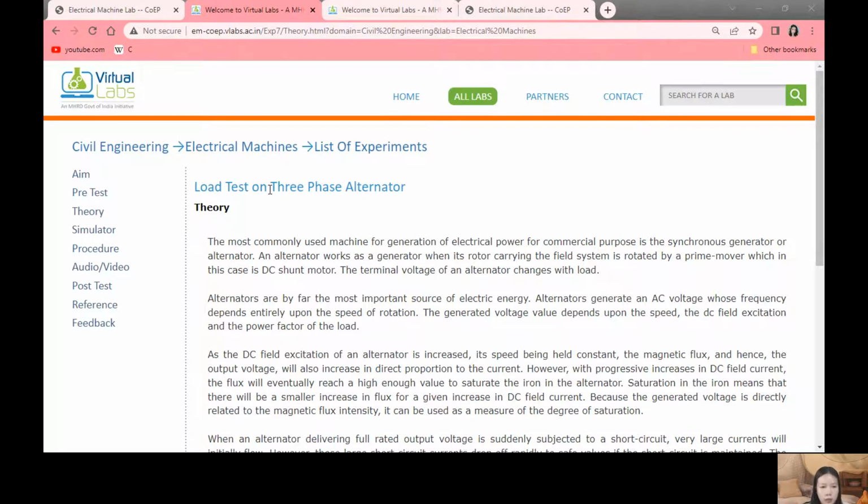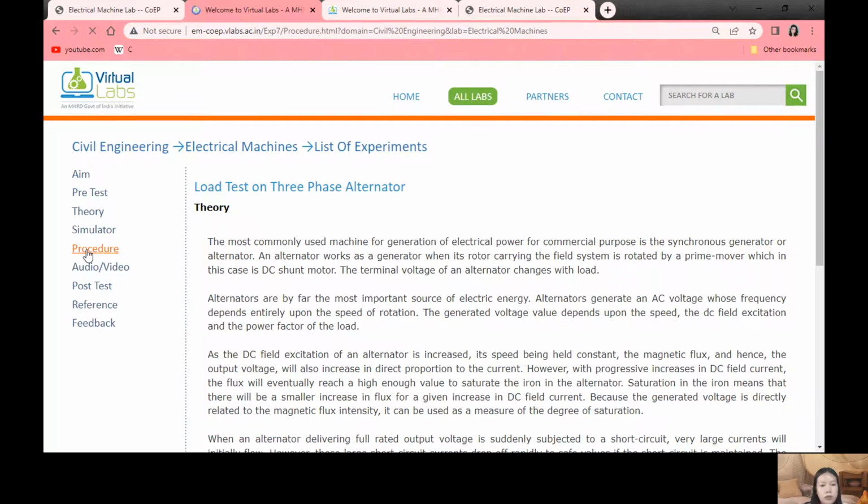So for experiment number 3, yung gagawin natin is yung load test on three-phase alternator. So yung theory ng load test basically is, it provides information about the efficiency and regulation. And it is performed by driving the alternator at its rated speed, which is yung 1,500 RPM, and i-increase natin yung field excitation hanggang sa mag-increase din yung armature current natin.